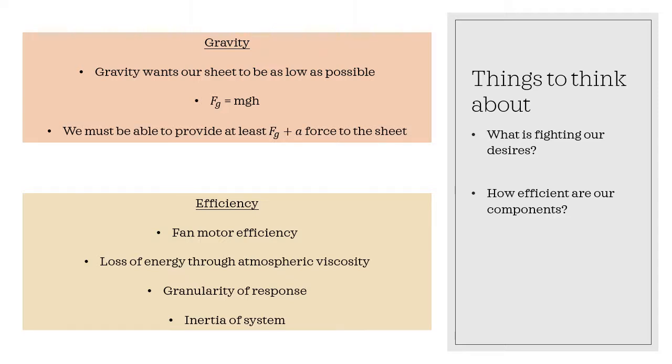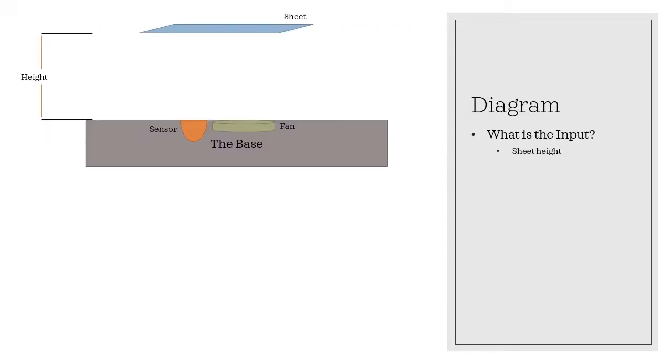So with that in mind, let's start diagramming our system, because now we know what we want to do and we know a couple of the basic things we need to keep in mind of just our system in general, of things in the world. So let's look at it through a diagram. What is our input? Our input is the sheet height.